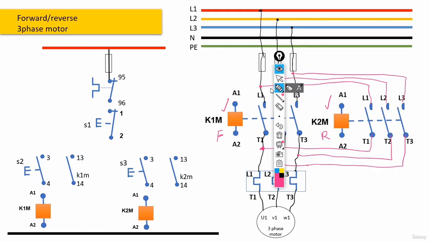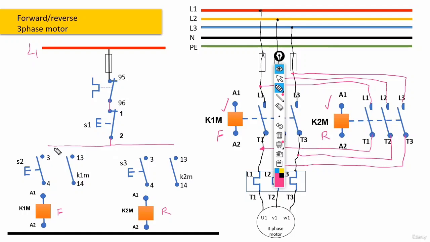We need one of the phases here. For example, let's say L1. And also, we need a fuse. Then a bimetal normally closed contact. Then after that, we need a stop push button. And after this part, our circuit would be divided into two parts because we have two separate contactors. And you know what they are. One of them is for the forward motor. The other one would be for the reverse motor.